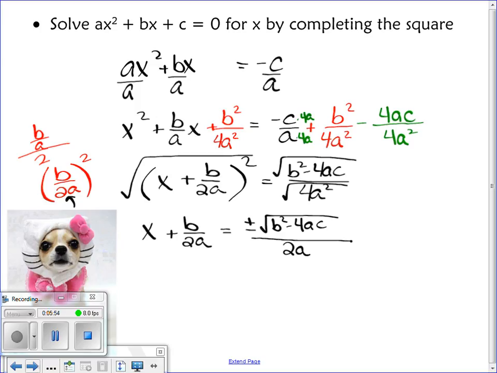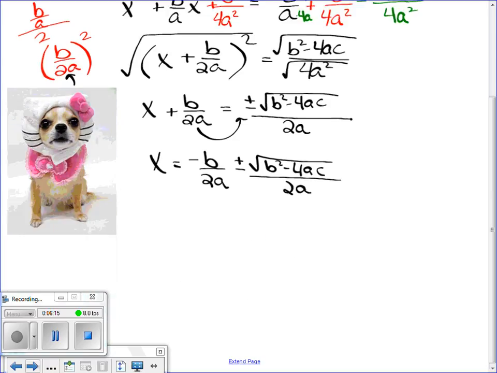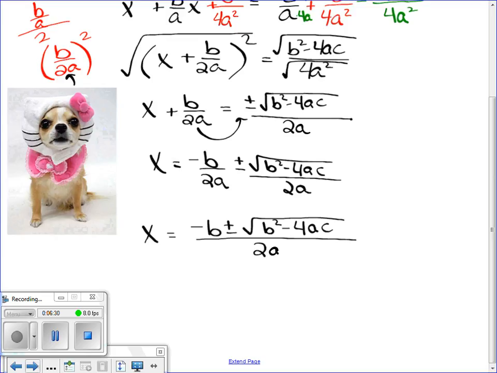Again, I'm not asking you to recreate this. I'm just trying to show you where something came from. And then to get x by itself, we subtract that over there. So negative b over 2a plus or minus the square root of b squared minus 4ac all over 2a. To clean it up just a smidge more, do you see how they're both over the same denominator? So negative b plus or minus square root of b squared minus 4ac all over 2a.